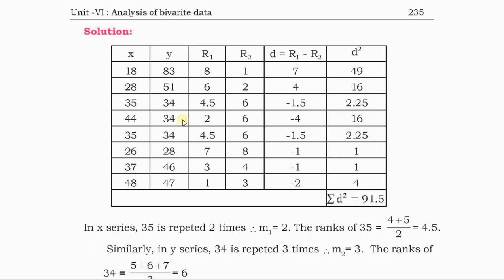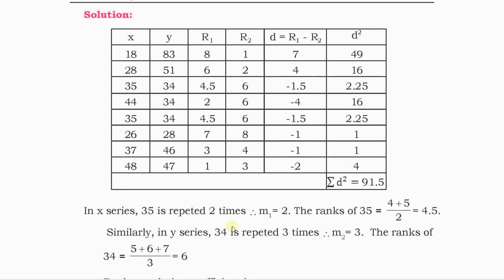Now suppose if here it was 34, 33 and 32, if the numbers were like this, then the ranks would be 5, 6 and 7. We could have given the 5th rank, 6th rank and 7th rank, but since all the three are repeated here, we average those ranks. So 5 plus 6 plus 7 divided by 3, that is equal to 6.